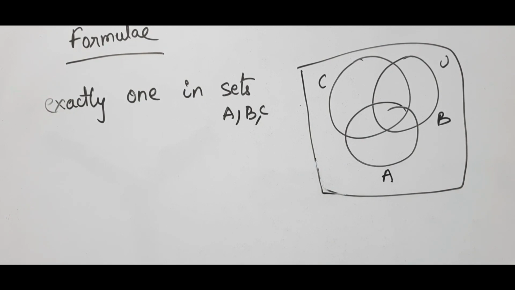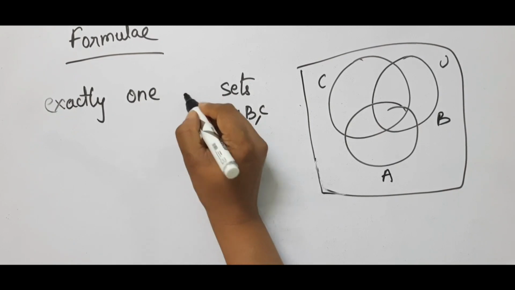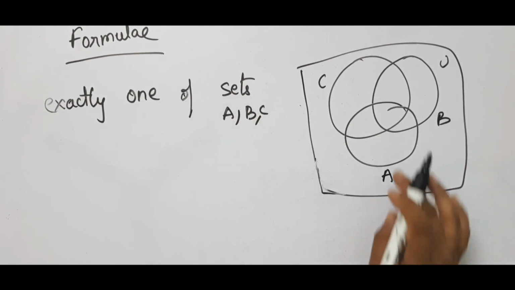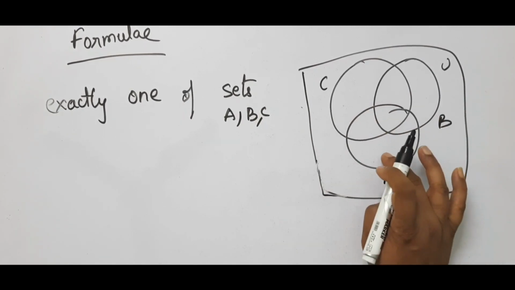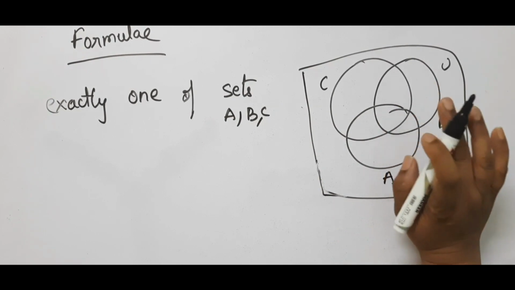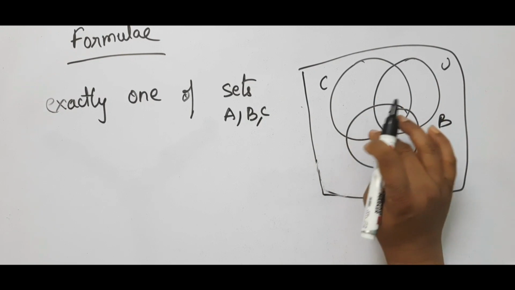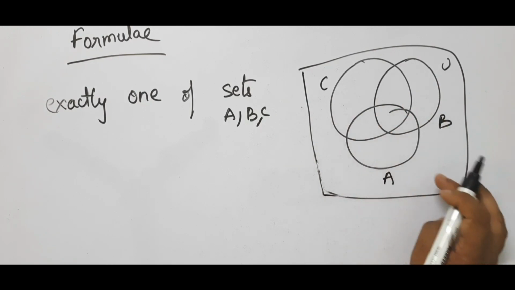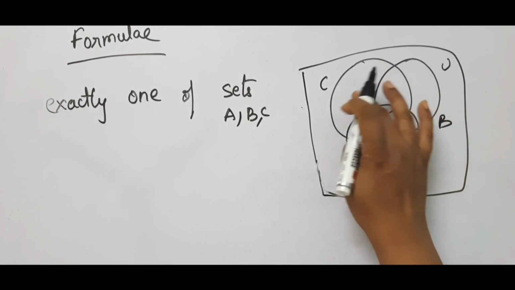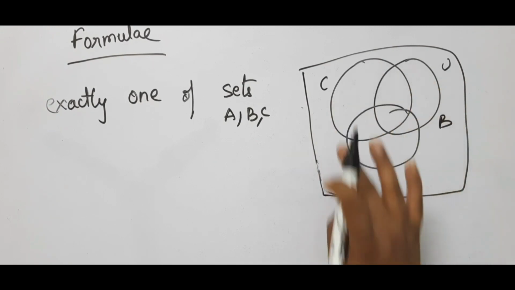Exactly 1 element which is of the sets A, B, C. That is, the element should be only in set A, only in set B, or only in set C. But it should not be a common element of these 2 sets, or these 2 sets, or these 2 sets, or common of all the 3 sets.